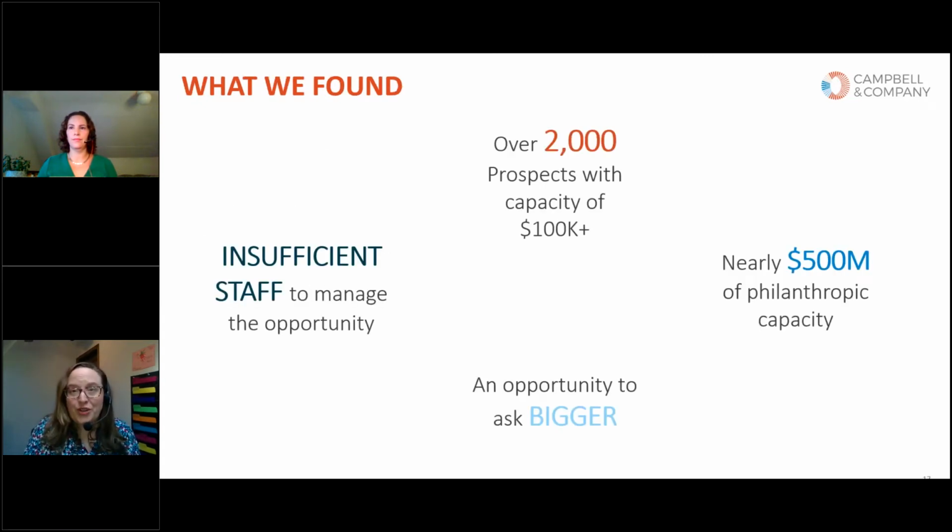So what we found, what Campbell helped us find, was that we have over 2,000 prospects with a capacity of 6 figures, so $100,000 or more. We had insufficient staff to manage the opportunity. We had an opportunity to ask bigger, which was, of course, great news to hear and to share with my board of directors and campaign chairs. And the total database had nearly $500 million in philanthropic capacity.